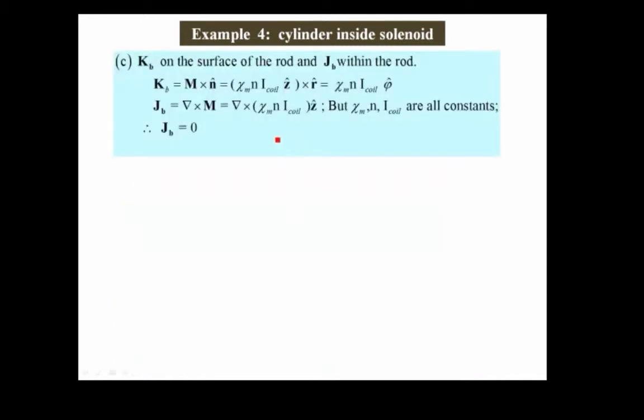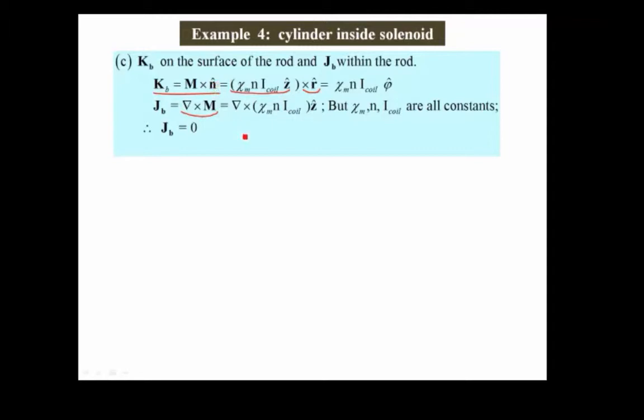The last part is to find the surface bound current and the bulk bound current densities. We take our expressions for the surface current density, M cross n hat, and for the bulk bound current density, we get the curl of M. So we put in our M, which we've determined to be this, and the unit vector that we're talking about is in the r hat direction, because that's the normal direction.